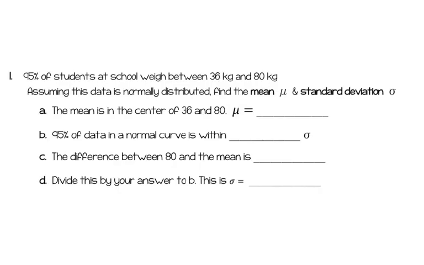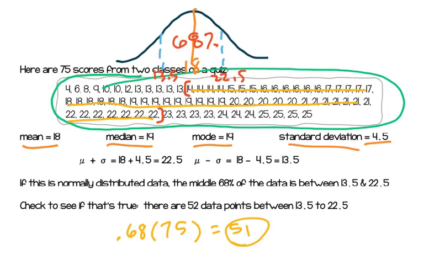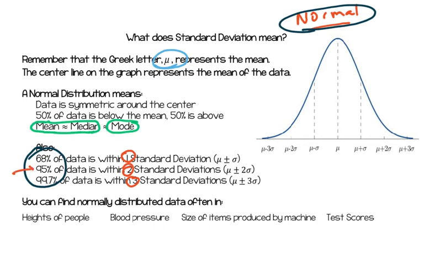Okay, number one, 95% of students at school weigh between 36 kilograms and 80 kilograms. Assuming this data is normally distributed, find the mean and the standard deviation. So let's stop and think about this. Whenever we talk about normally distributed data, we are talking about a situation that looks like this. So if I say 95% of students, how many standard deviations is that? So if you go back and look, 95% is 2 standard deviations.